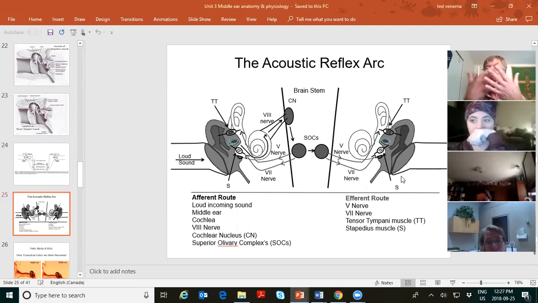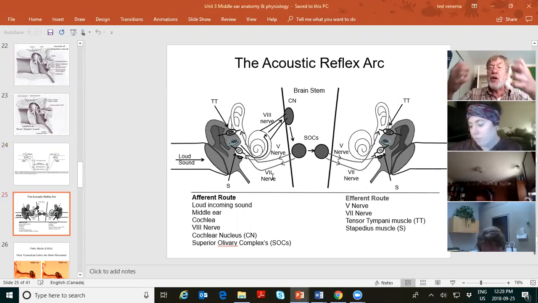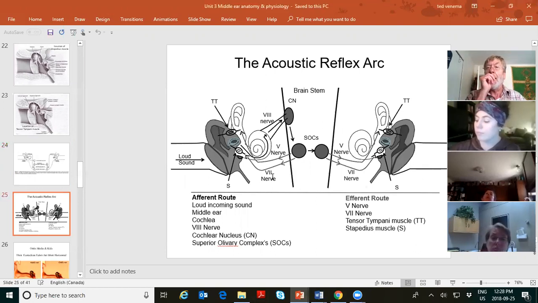Because once you hit the brain stem, you have decussation, D-E-C-U-S-S-A-T-I-O-N, crossover. You got crossover. So a loud sound in one ear is going to cause an acoustic reflex in both ears. Okay? A loud sound in one ear is going to cause an acoustic reflex in both ears.